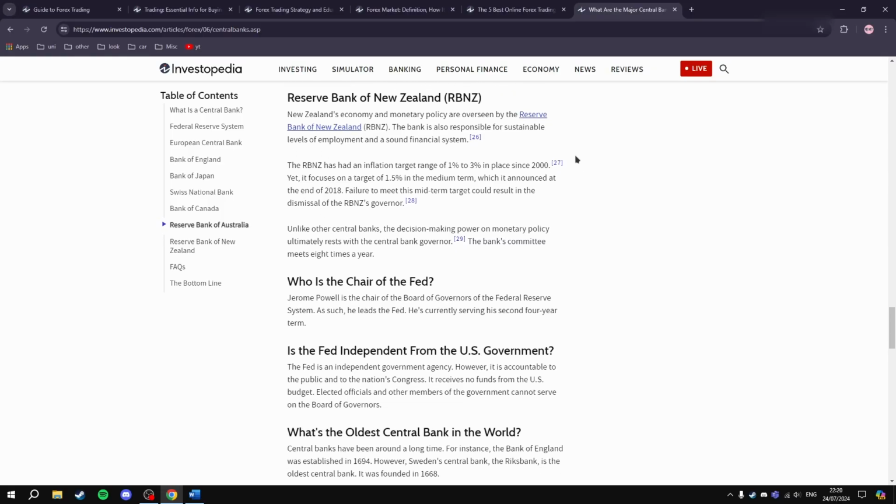Reserve Bank of New Zealand. New Zealand's economy and monetary policies are overseen by the Reserve Bank of New Zealand. The bank is also responsible for sustainable levels of employment and a sound financial system.